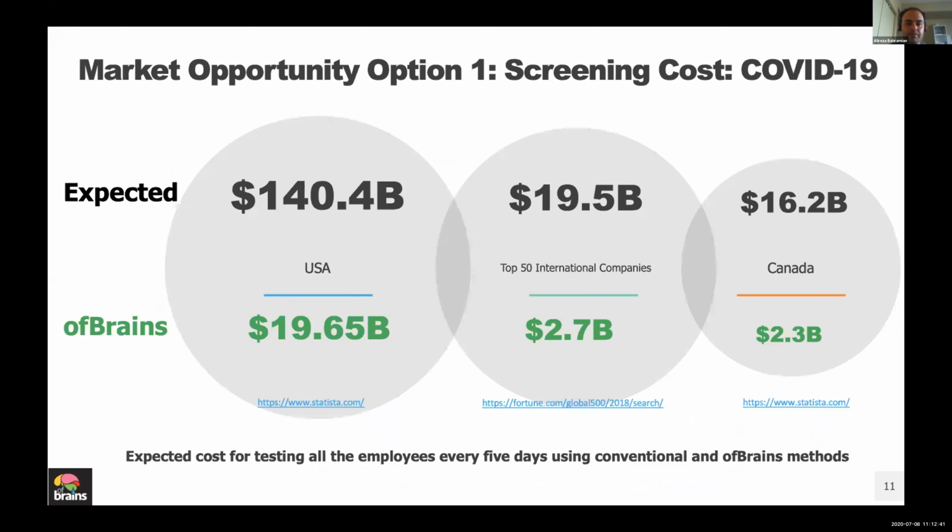Next slide, please. There are different markets for our technology, but for COVID-19, the market is huge. The cost for reopening the economy in Canada is about $16 billion, and in the US more than 100 billion. Our technology can reduce the cost by a tenth. In fact, the technology can help businesses monitor all the employees every 5 days by just charging the employees $15 a month.